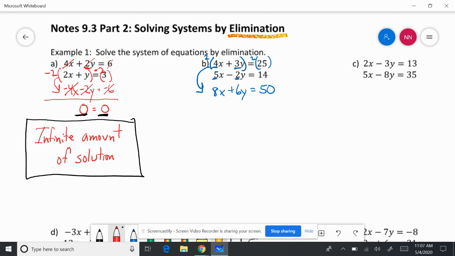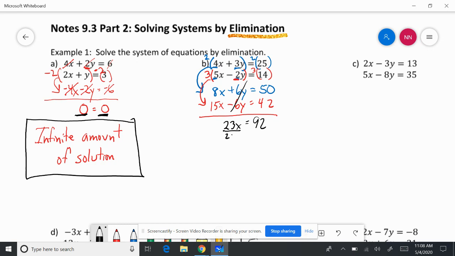Now, for my second equation, remember, I want opposites. So here I have a 6. This one I want to be a negative 6. Notice I already have a negative 2. So in order to make a negative 6, I'm going to multiply it by 3. When I multiply it by 3, I get 15x minus 6y equals 3 times 14 gives me 42. Now I'm going to combine the two different equations. Remember, whenever I have opposites, they always become 0. 8x plus 15x is 23x. 50 plus 42 is 92.